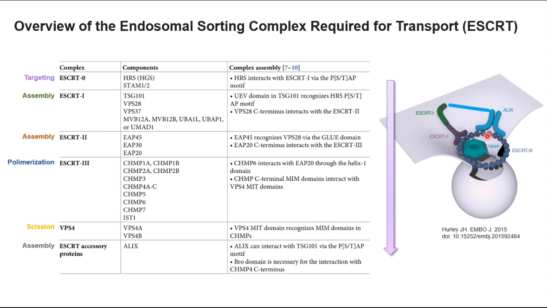ALIX is able to interact with ESCRT 1 and ESCRT 3, and the parts of the ESCRT that are mandatory for this membrane processing are ESCRT 3 and VPS4. So ESCRT 1 and ESCRT 2 are accessory, because the virus has the capacity to get the ESCRT machinery by hijacking the protein ALIX, for instance.